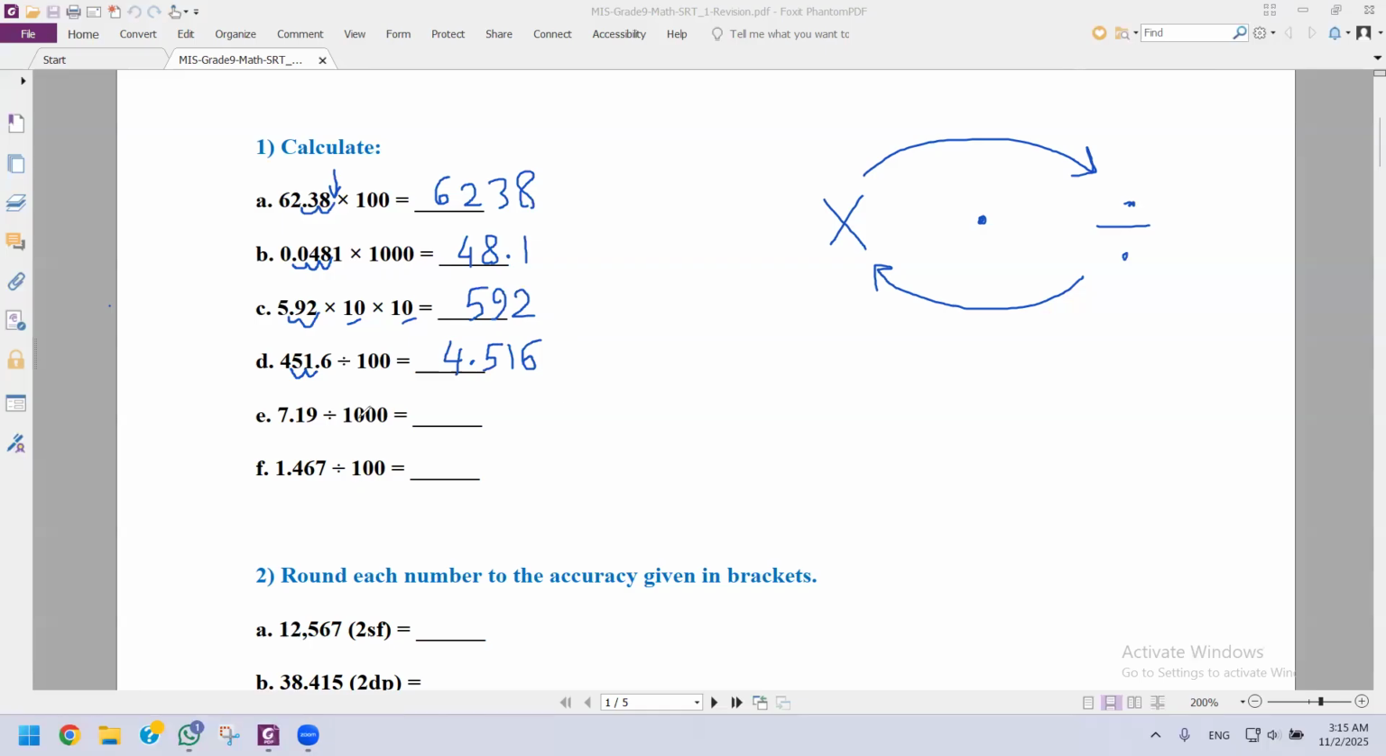Next one, divide by 1,000. Now here we need to go to the left. 3 steps. Let's try to do it. This is 1. Okay, I still have 2 steps, but I don't have numbers. So each time I should add 0. So I move 1 step. Now I move 2 steps. I still need the third one. Again, let me add 0. Let me move 1 step. So the decimal point is here. Now let me write it down.